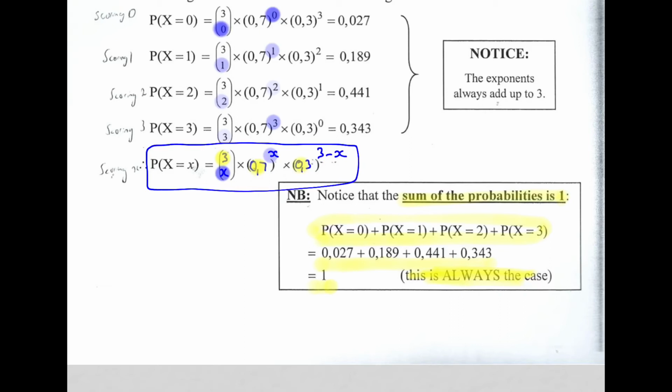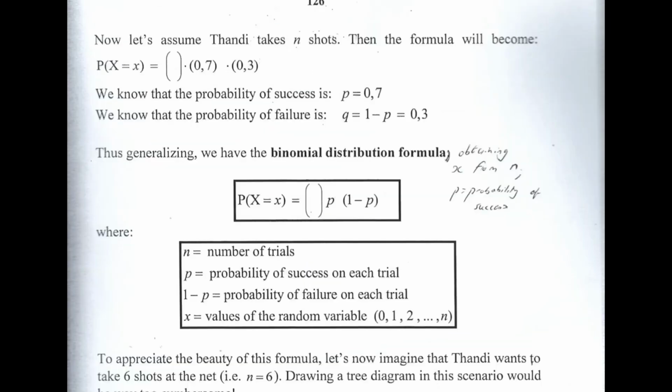Alright, let's expand this formula a bit further now. We know that it's not always going to be 3 shots. Okay, and remember that we use the variable n to denote the number of trials. Okay, in this case, 3 attempts at goal. So, over the page, now let's assume that Tundi takes n shots. So she could have taken 100 shots, which is almost impossible to represent on a tree diagram. Alright, and it will take you forever.